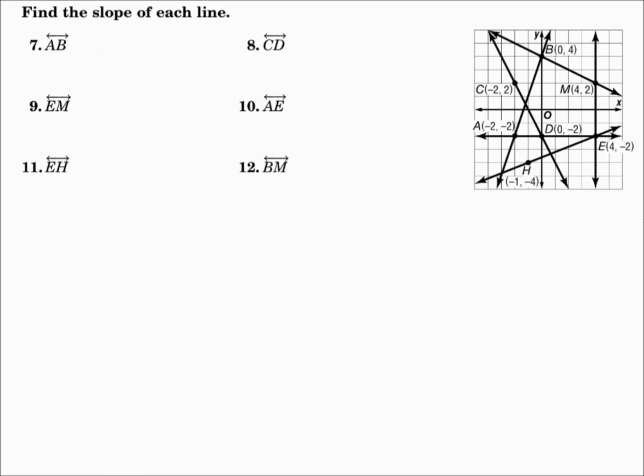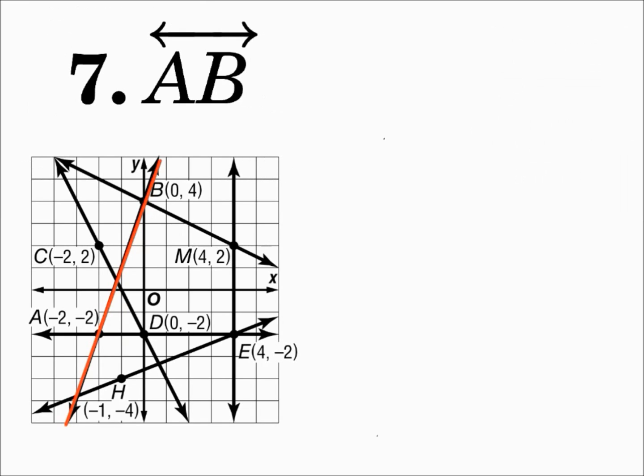Find the slope of each line. Number 7, line AB. Well, when the line is drawn for you in a picture, it's sometimes fastest to use this version of the slope formula. M equals rise over run. Rise is the distance up or down, and run is the distance left or right. So pick 2 points on the line and calculate how much of a rise it was over how much of a run it was. For line AB, I can use points A and B.